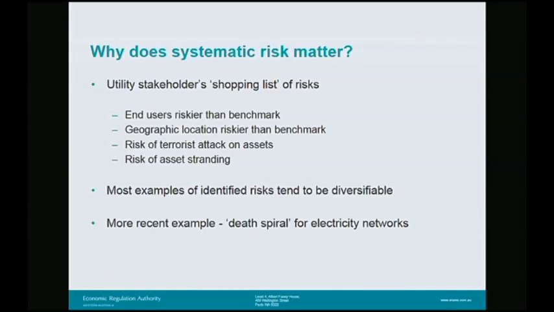It's things like they'll tell us their end users are riskier than the benchmark firm, their geographic location makes them riskier, risk of terrorist attacks on their pipelines, risks of asset stranding, which touches on what I'm about to discuss next. Most of the examples of risks identified are often diversifiable.